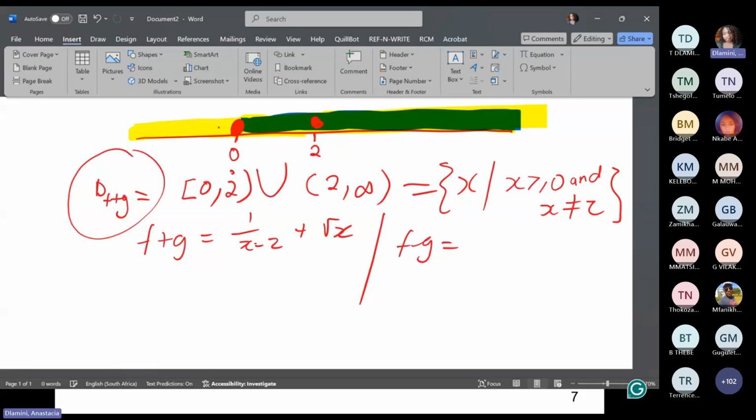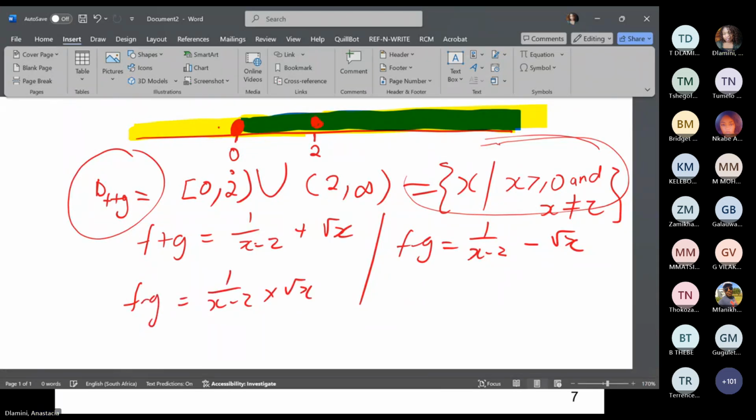And then we found f times g, which is equals in this case 1 over x minus 2 times square root of x, which is the square root of x over x minus 2. The domain is still this one. Are we all together there? Yes, ma'am.